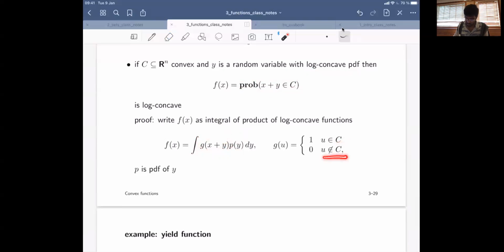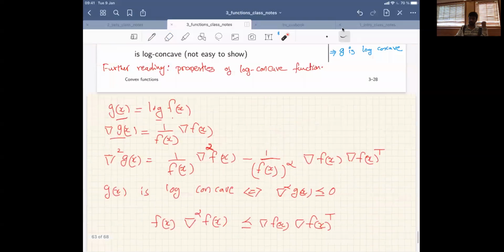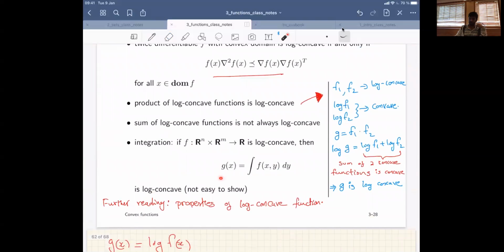If it doesn't belong to C, it will be 0. So basically that will integrate the probability that y plus C belongs to C. It will integrate over this domain if you define the function like this. Anyway, this is also log concave because you have two functions here which are log concave. Then it follows from the property of integration.